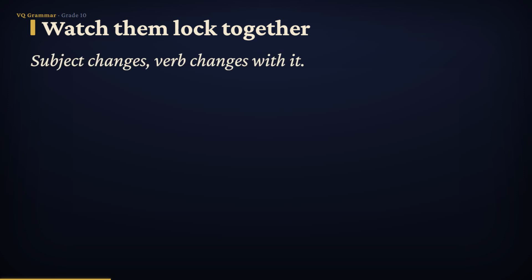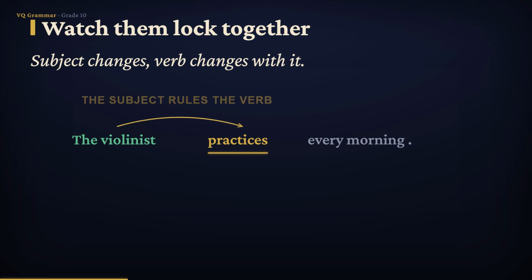Let's watch the pair locked together in a real sentence. The violinist practices every morning. The subject is one person, and the verb practices takes the s to match it. It happens every morning, day after day. Notice which word is in charge here. The subject rules the verb, and the verb never rules the subject. So one player means the verb wears the s.